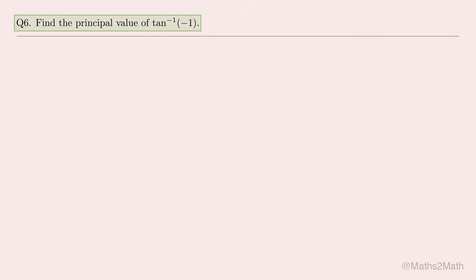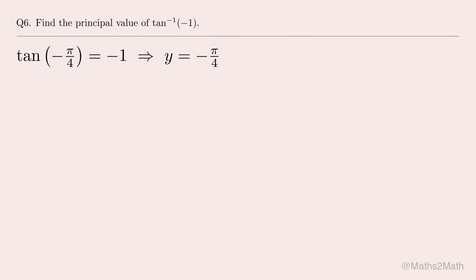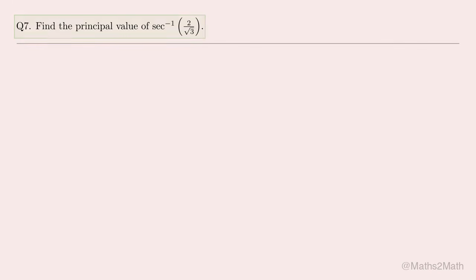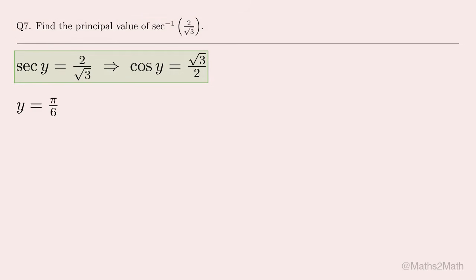Question 6. Tan inverse of minus 1. Tan of pi by 4 is 1, so by oddness, tan of minus pi by 4 is minus 1, and minus pi by 4 is inside the branch. Question 7. Sec inverse of 2 over root 3, branch 0 to pi, excluding pi by 2. Sec y equals 2 over root 3 means cosine y equals root 3 over 2. That happens at pi by 6, which lies in the branch.